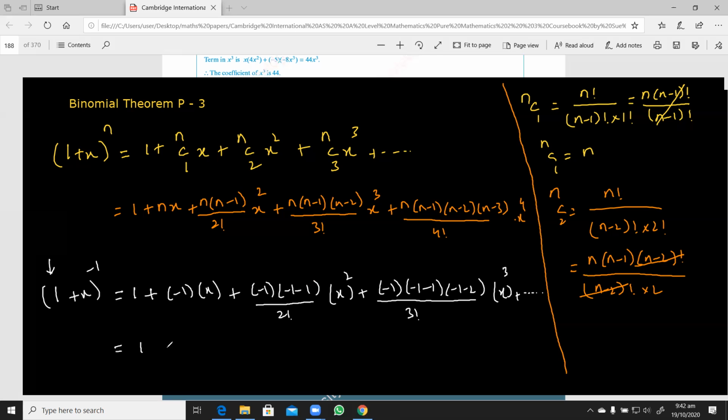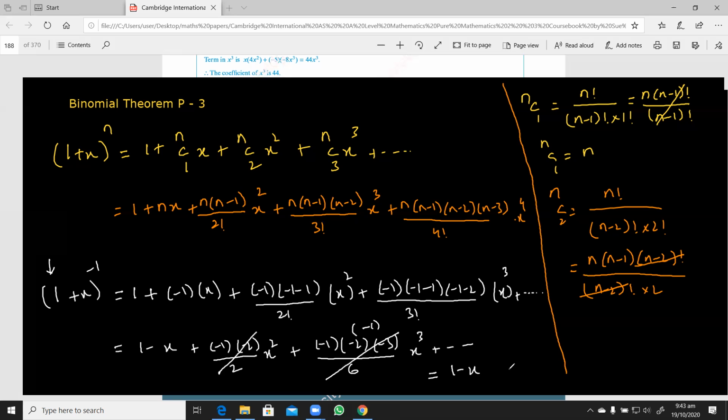So this is going to be 1 minus x, and if I just write it as plus minus 1 into minus 2 over 2 x squared plus, please show these steps, minus 2 into minus 3 over 6 x cubed and so on. Don't be hasty in such questions. What is the numerator here? Minus 1 into minus 2 is 2. So all of this is cancelled out. Minus 1 into minus 2 into minus 3 is going to be minus 6. So they are all cancelled. Just minus 1 is left here. So finally, this expansion is going to be 1 minus x plus x squared minus x cubed. And do mention this goes on.